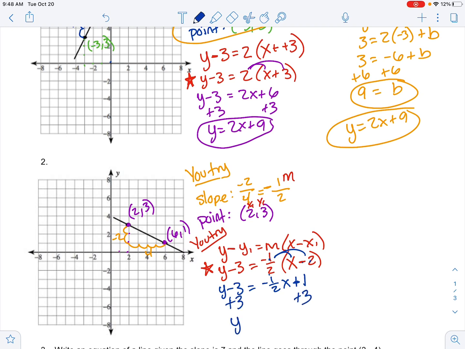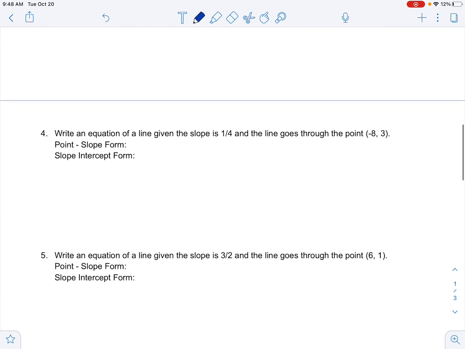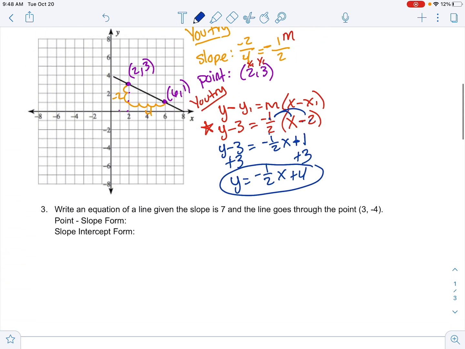Then I'm going to add 3 to both sides. So we have y equals -1/2 x plus 4. And there's your equation. All right, let's try a couple more.